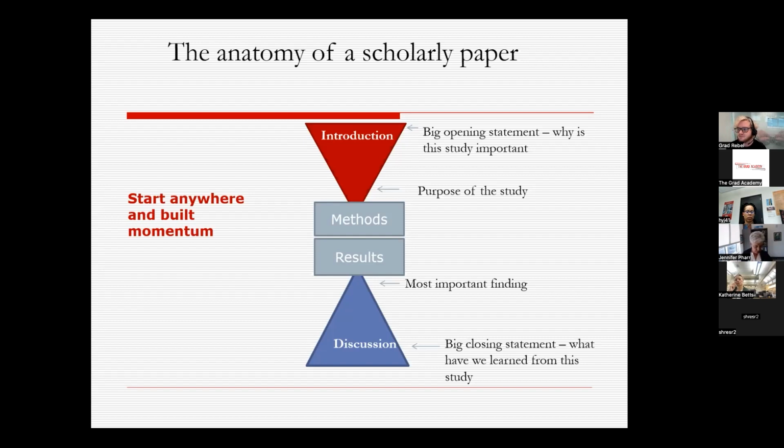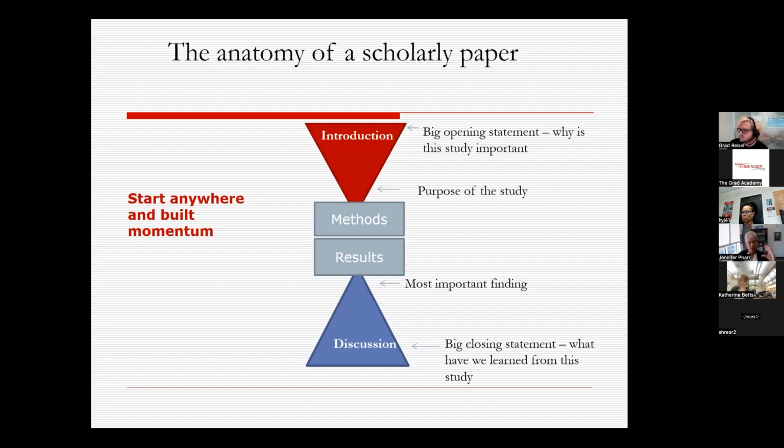So the anatomy of a scholarly paper: start with the introduction. The beginning of your introduction should be the big opening statement. Why is your study important? Okay. We're going to talk about each of these sections specifically in a moment. Then your introduction narrows down. It gets more specific and more specific and more specific to the purpose of your study. So what is the purpose of your study? What is the goal of your study? Okay, that's where your purpose statement is, and that's usually where the introduction ends, with the purpose statement.